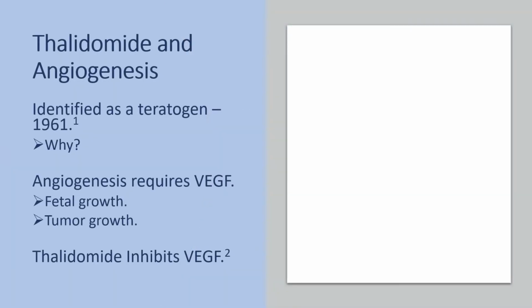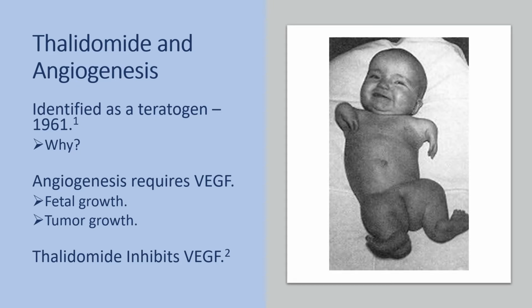Thalidomide was introduced in the 50s as an over-the-counter sedative that was said to be so safe that you could ingest any amount of it and not be harmed. However, in 1961, thalidomide was removed from the market because it was identified as a teratogen that causes phocomelia. So why does this occur?